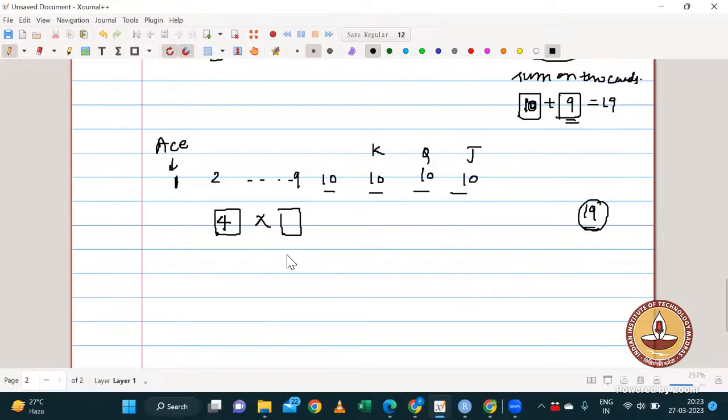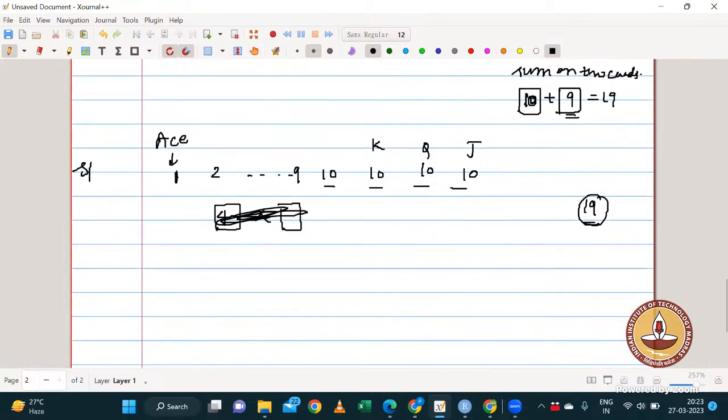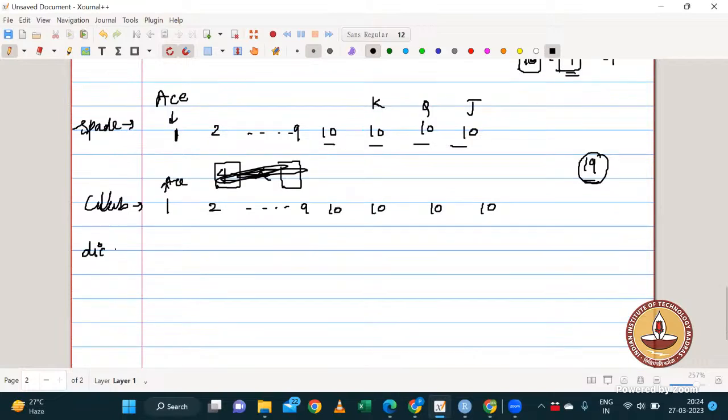Okay, let's consider. Suppose this is for spade. The same thing will be for club. One means ace here. In this particular suit, then 9, then 10, then king, queen, jack. Correct. And for the diamond, again the same thing. And for the heart, again the same thing.